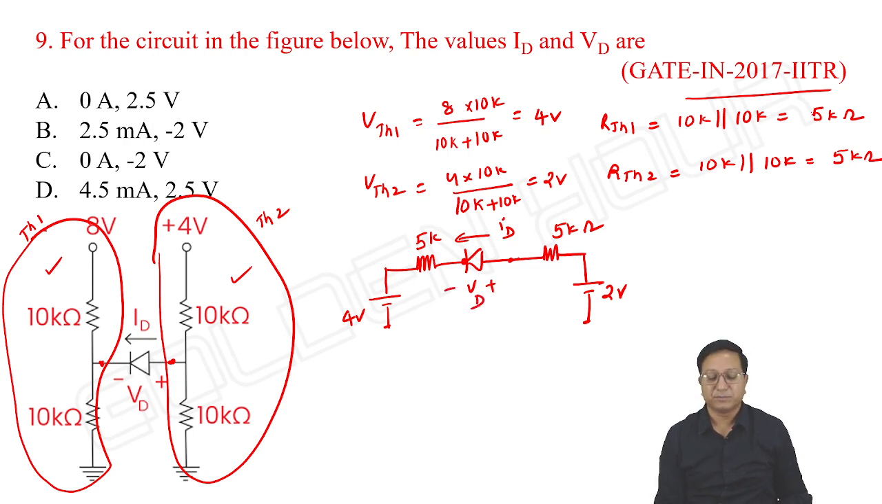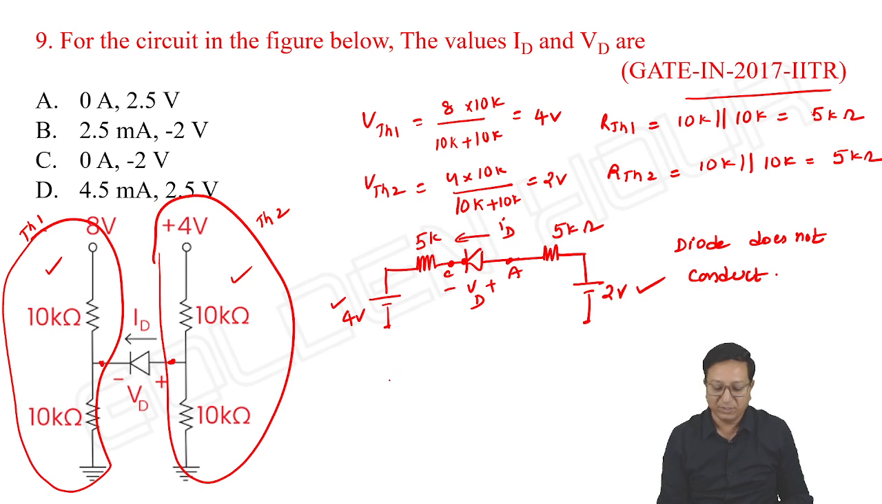Now look at the diode. The anode of the diode is going towards 2 volts and the cathode is going towards 4 volts. So anode is at a lesser voltage compared to cathode. Diode does not conduct. Once the diode is not conducting, it simply acts as an open circuit.